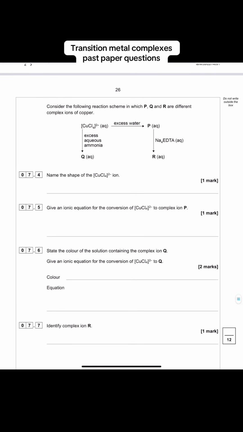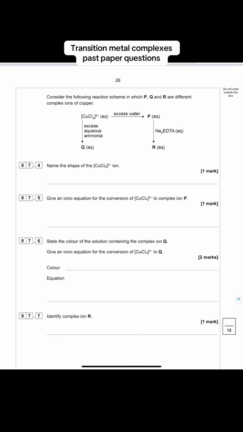And then consider the following reaction scheme in which P, Q and R are different complex ions of copper. So we started off with the copper 2 plus aqua ion. And then the first one is the formation of the complex P when they react with excess water, and Q when they react with excess aqueous ammonia, and R when they react with sodium EDTA. So the first question here is to name the shape of the CuCl4 complex. So this is a complex with 4 coordinate bonds. So this is going to be tetrahedral.